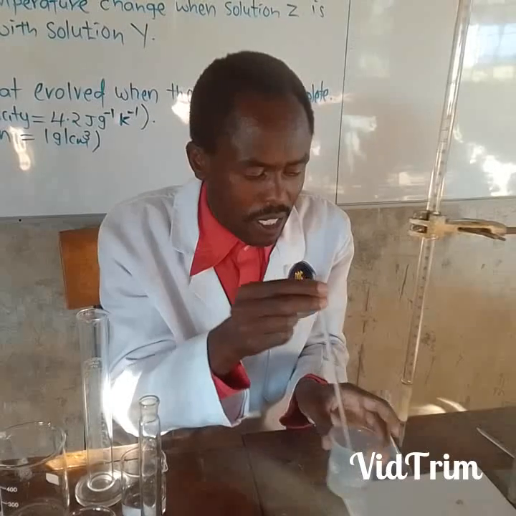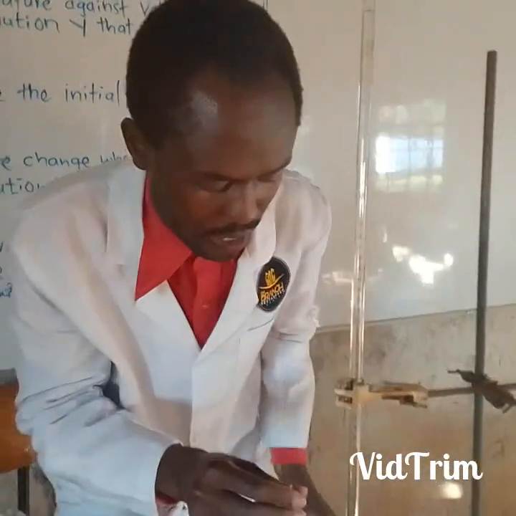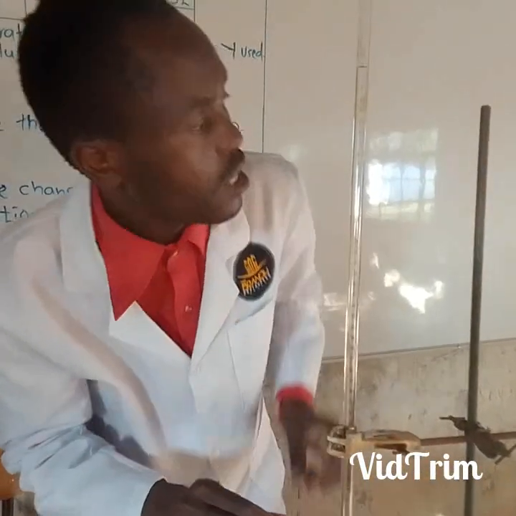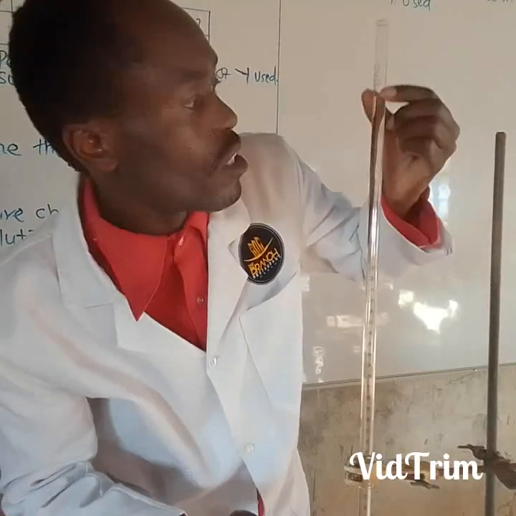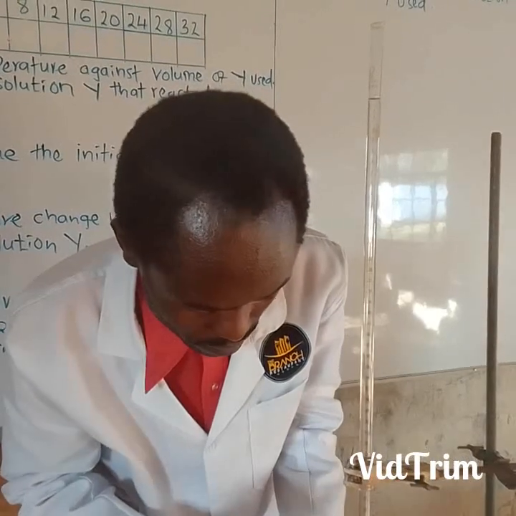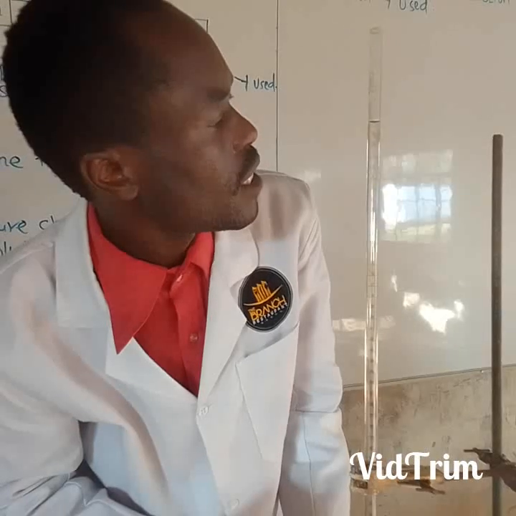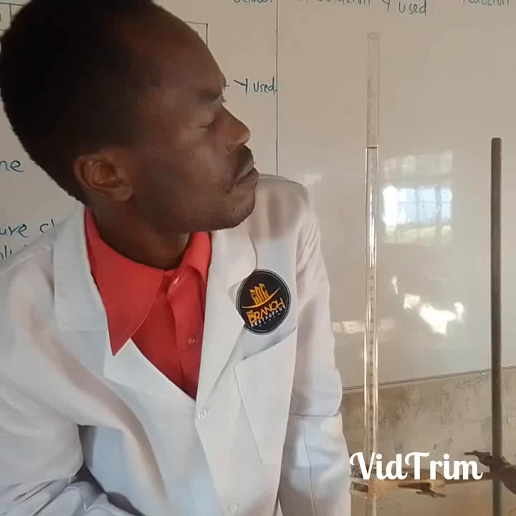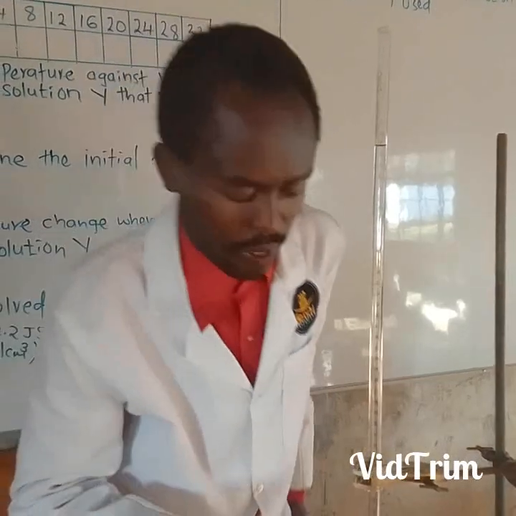So let me now take 4 mL from the burette. So I have to run from 0 up to 4. Is it okay? From 0 up to 4. Let us go. And this one you must be very keen. That is exactly 4. Is it okay?